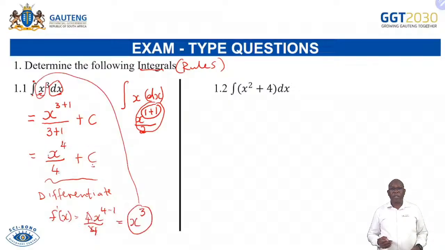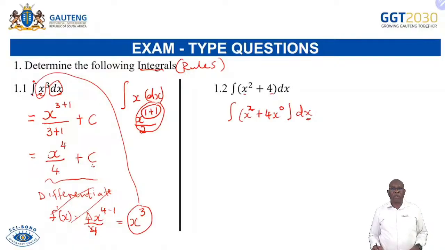So 1.2 is the same thing, but I'm not going to do the differentiation part. So 1.2 is the same. I've got x squared and I've got a 4. Let me first do this before I integrate. Let me write this one as 4x to the power of 0, because I know that x to the power of 0 is 1. 1 times 4 is 4. So I still have the same thing for the x.